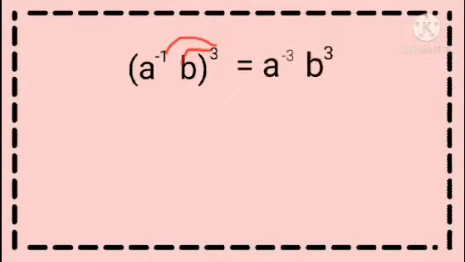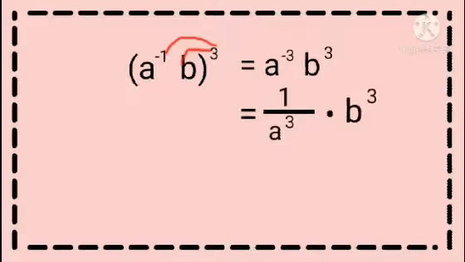For more understanding, let's give some examples. First, distribute the exponent to the exponent inside the parentheses. After that, get the reciprocal of a raised to negative 3. Then multiply 1 over a raised to 3 to b raised to 3. And the final answer is b raised to t over a raised to 3.